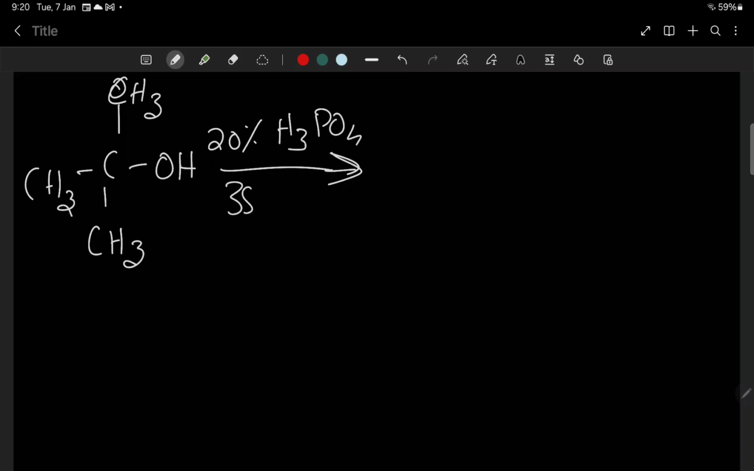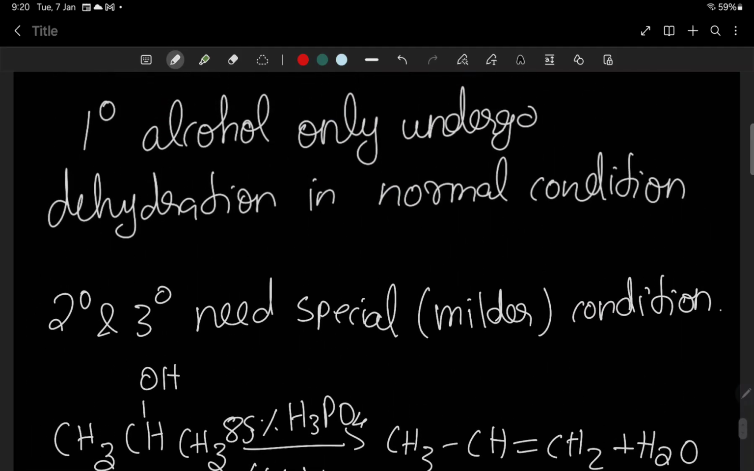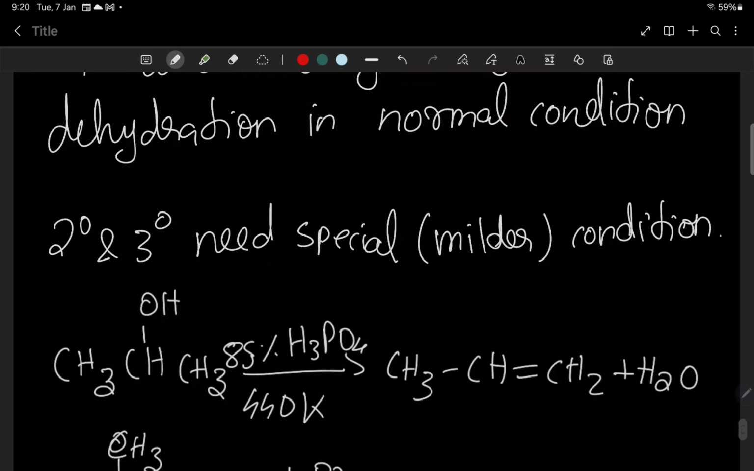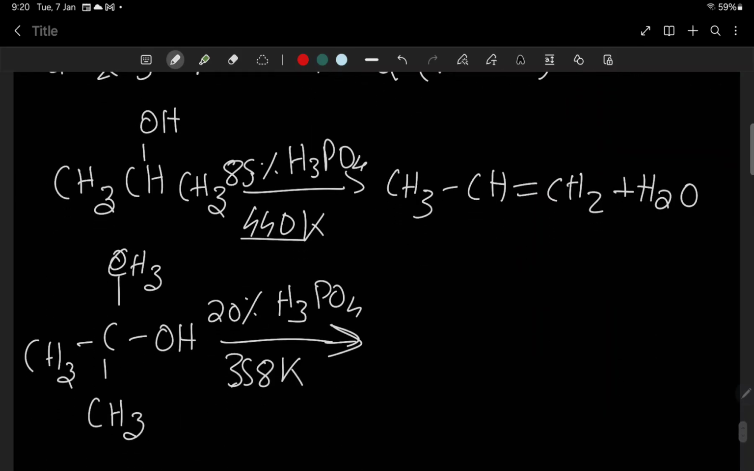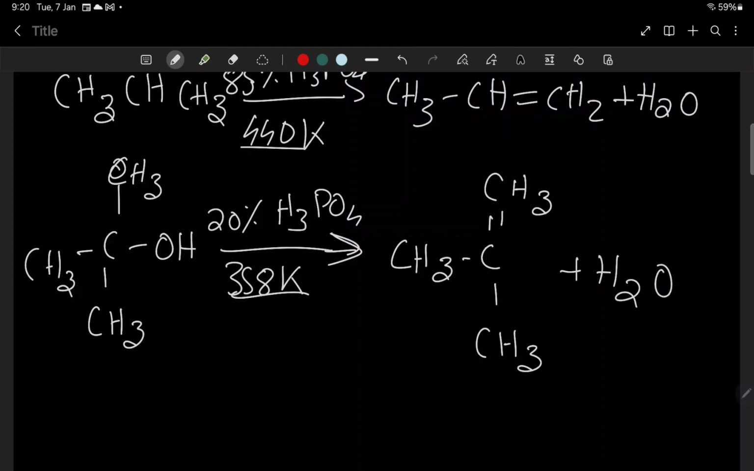And somewhat less temperature. Here we need 443, here we need 440, here we need only 358. So milder conditions. Here the product we get accordingly is C double bond CH3, something like this, plus H2O as the product.